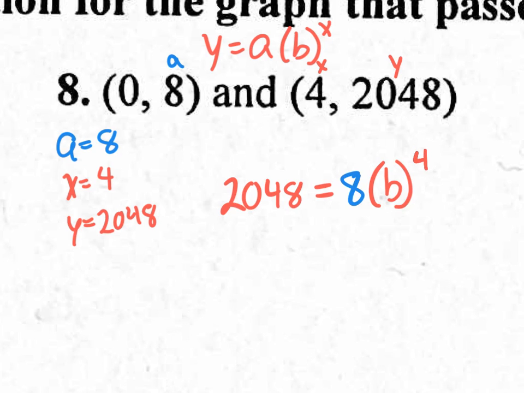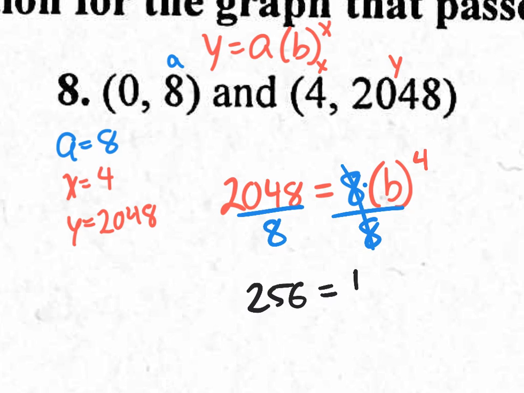So I need to isolate that b value. I want to get rid of the 8 first because it's really saying 8 times b to the 4th. So let's get rid of the multiplication of 8 by dividing by 8. What I do to one side, I do to the other. Calculator time, please help me. 2048 divided by 8. What is that? 256. Thank goodness. It's a nice number. Equals b to the 4th.